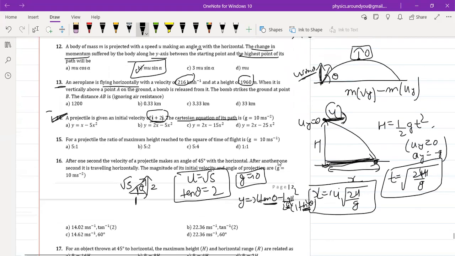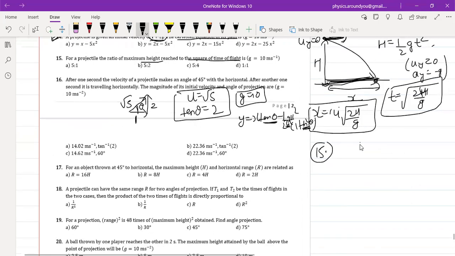Question number 15. For a projectile, the ratio of maximum height reached to the square of time of flight is... interesting. We can answer this within 10 seconds by trying to understand. This is a solution for the 15th one. They're asking what is the value of h by t square? Well, what I can say is as follows.